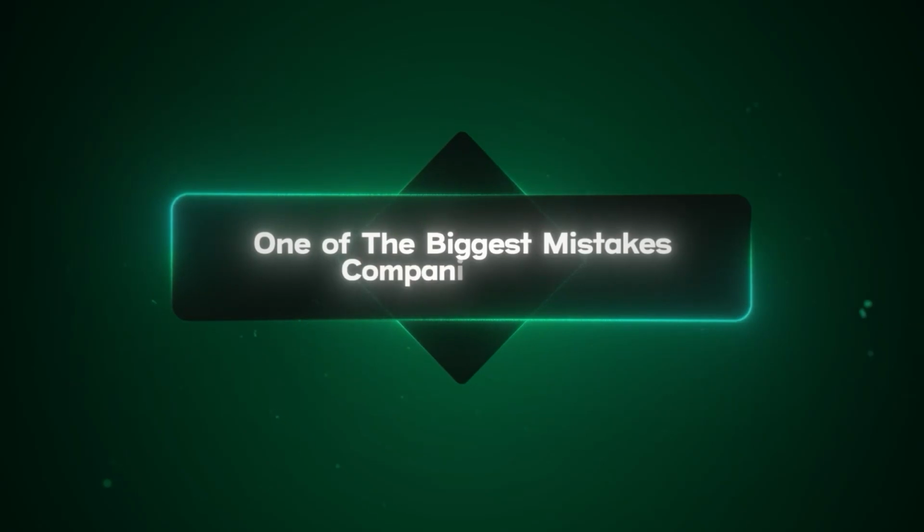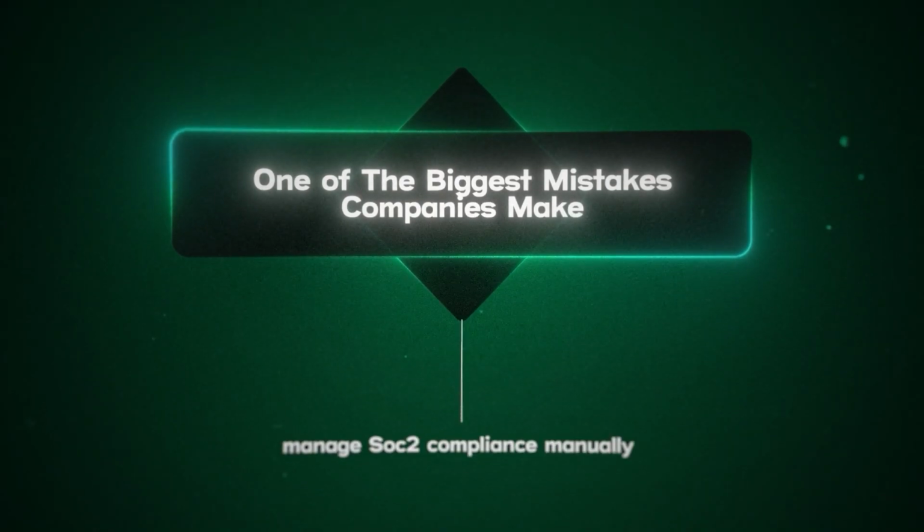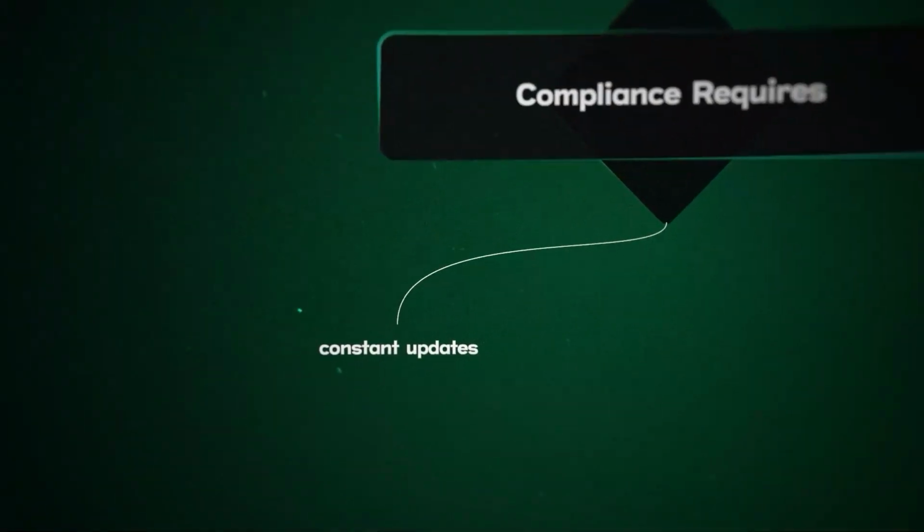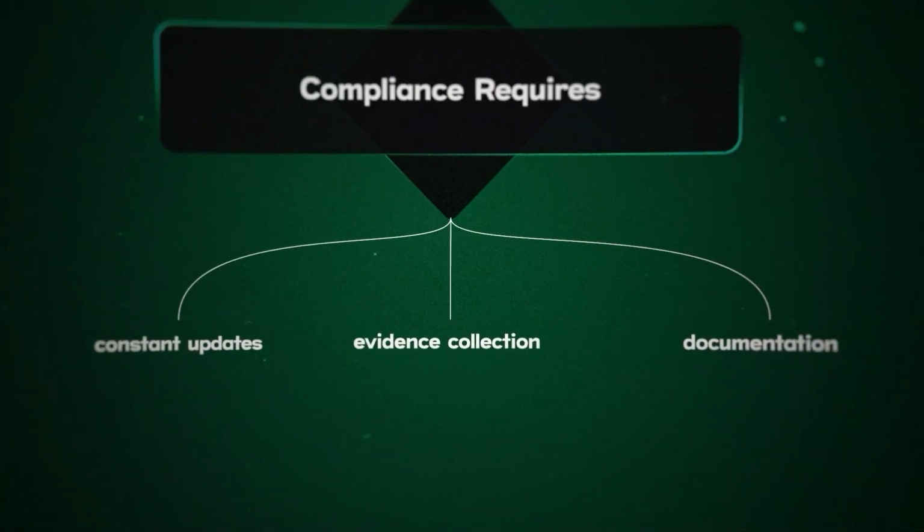Now, one of the biggest mistakes companies make is trying to manage SOC 2 compliance manually. Compliance requires constant updates, evidence collection, and documentation, which is a massive workload that drains resources and leads to human error. Manual compliance fails because it's time-consuming, right? Manually collecting logs, updating policies, and tracking access changes takes hundreds of hours each year. It's also error-prone, right? Manually maintaining records are more likely to have gaps, inconsistencies, or missing updates, and it's inefficient at scale. As your company grows, compliance needs to expand exponentially, which makes your manual tracking unsustainable.